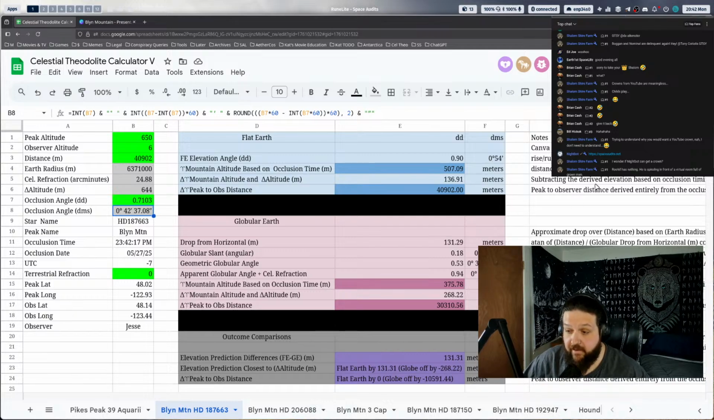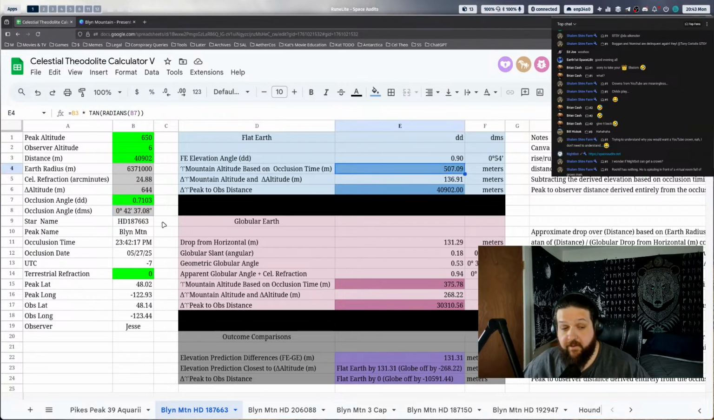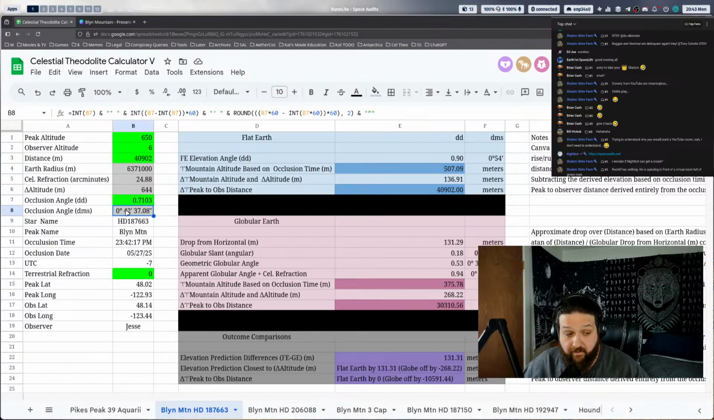But hold on a second. That's why there's a second part of the celestial theodolite, where we're using a different triangle now, because we have an occlusion angle and we have a distance. We can derive what the elevation of the mountain peak would have to be. So when we get into that analysis, the globe is off.